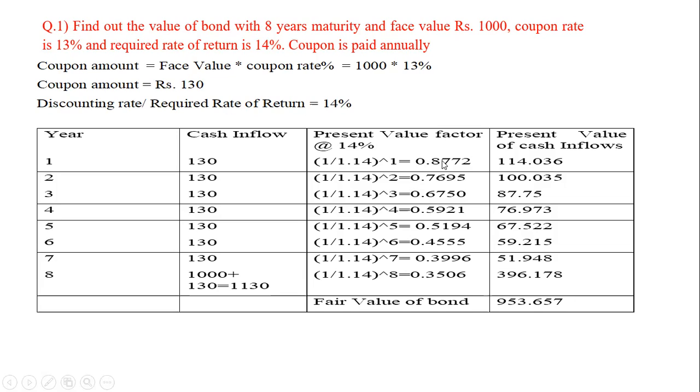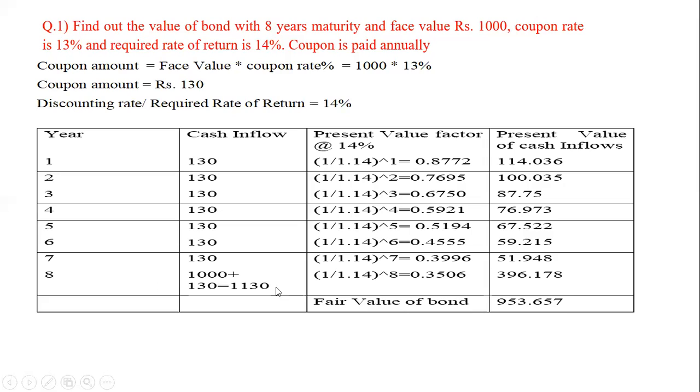The PV factor for the first year is 0.8772. Multiply with 130, 0.8772, you will get 114.036. 130 into 0.7695, 100.035. 130 into 0.6750, you will get 87.75. So for all the 8 years, you will do it in this way.